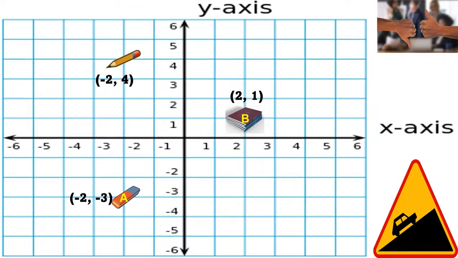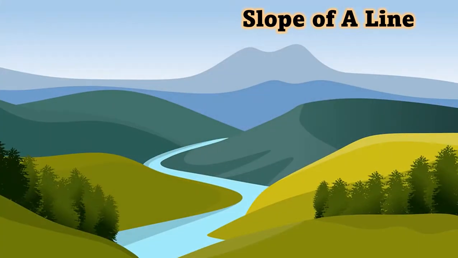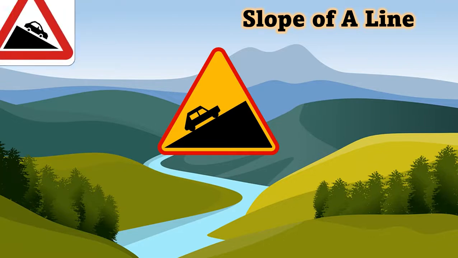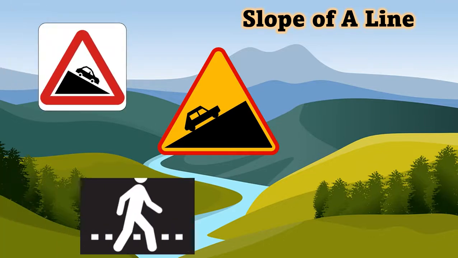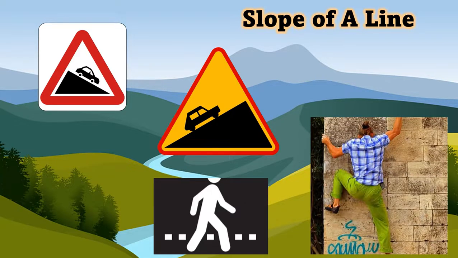What if we connect point A to point B? What do you think is formed? Very good. We form a line, and every line has a slope. We use the following visual descriptions for slope: uphill, downhill, and horizontal. Each has a slope. What about vertical? What is its slope? That we will find out as we go on through our discussion.